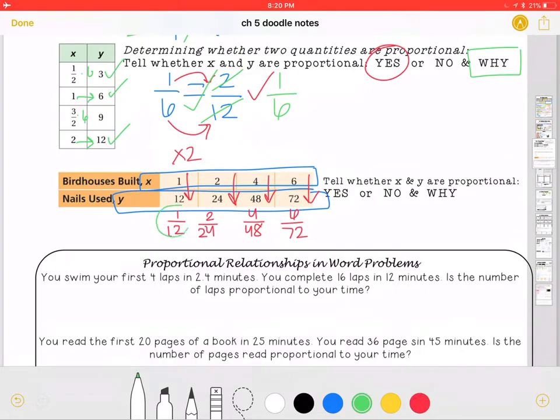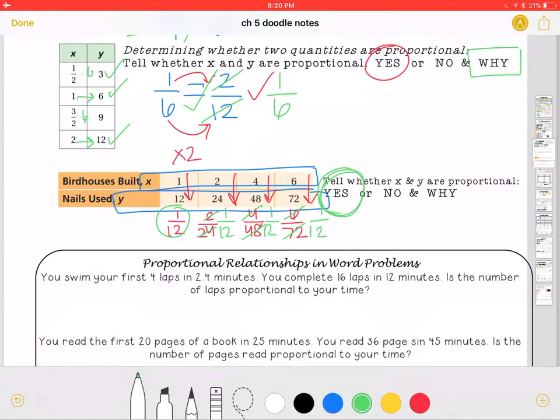1 over 12 is in simplest form. 2 over 24, I could divide both by 2, I get 1 over 12. So I'm just deciding, can I simplify everything? I could divide by 4, I get 1 over 12. And the last one, I can divide each by 6, I get 1 over 12. So see how I was able to simplify them all down to 1 over 12? So are these proportional? Yes, because they're equal.